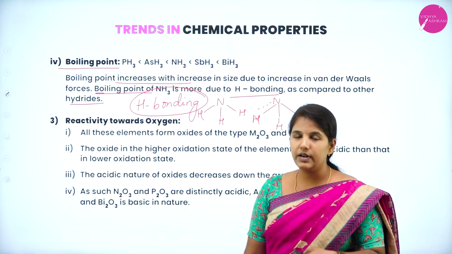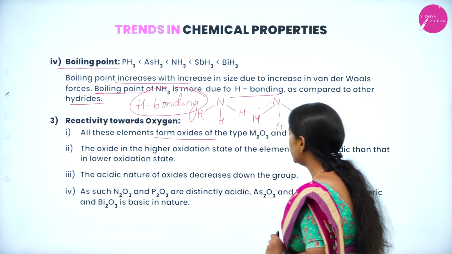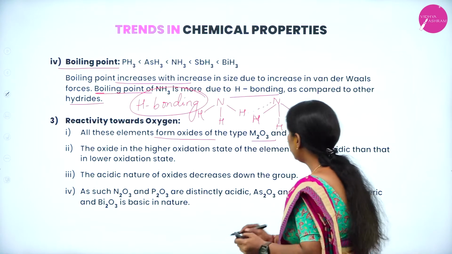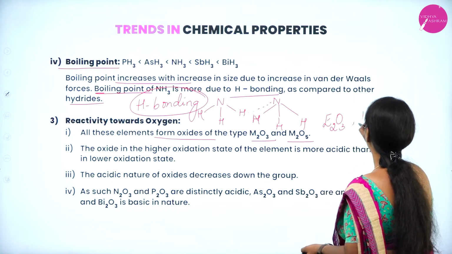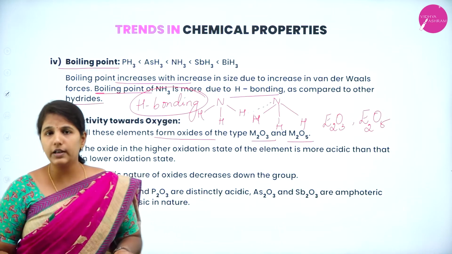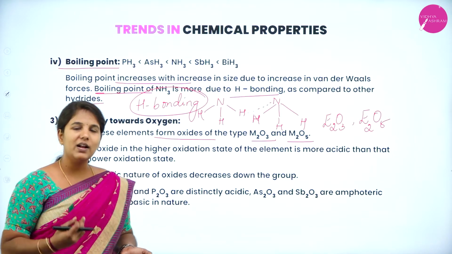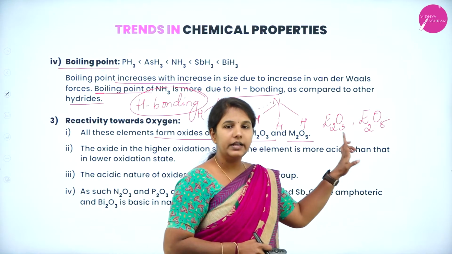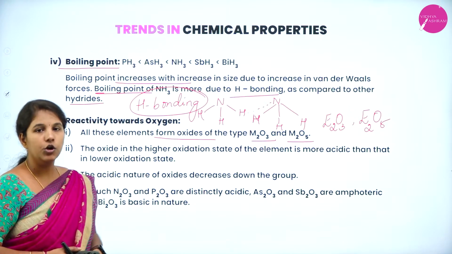Coming to their reactivity towards oxygen, all these elements form oxides of the type M2O3 and M2O5, or E2O3 or E2O5. Why is it E2O3 or E2O5? Because we have already understood that they show +3 to +5 oxidation states. That is why when they react with oxygen, they form oxides of the type E2O3 and E2O5. What does E or M represent here? Again, it represents an element of group 15.